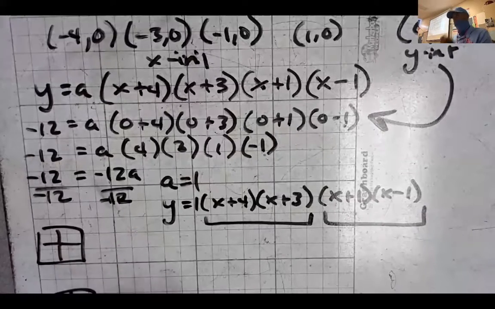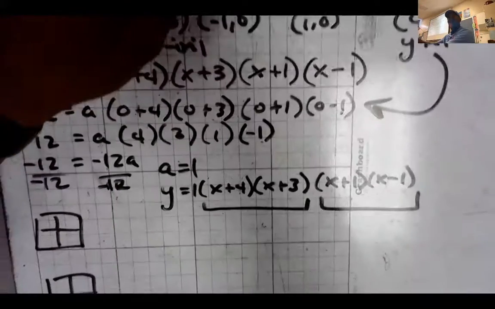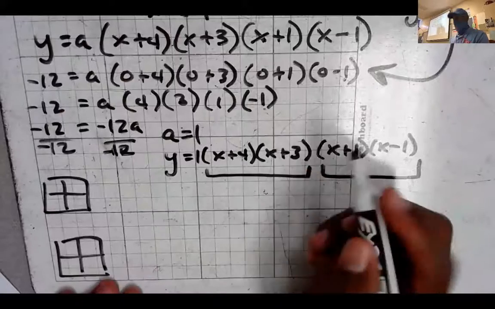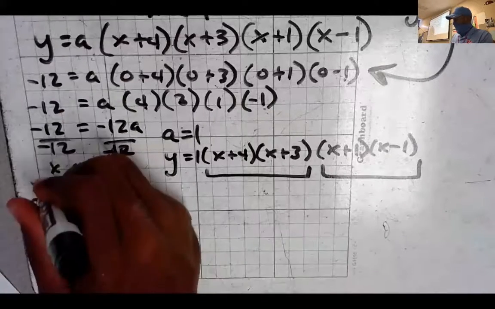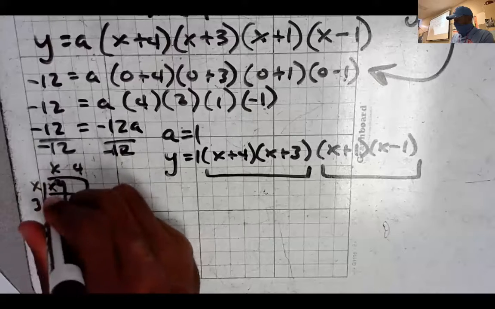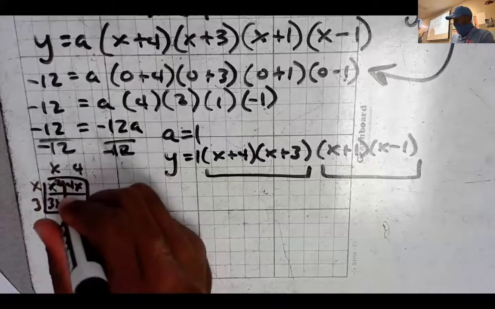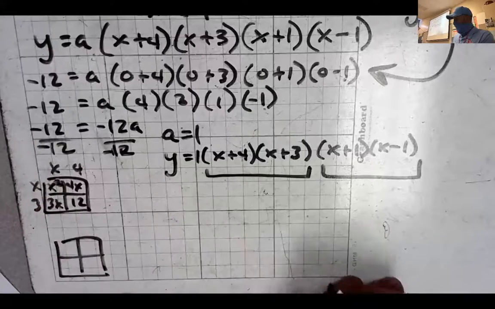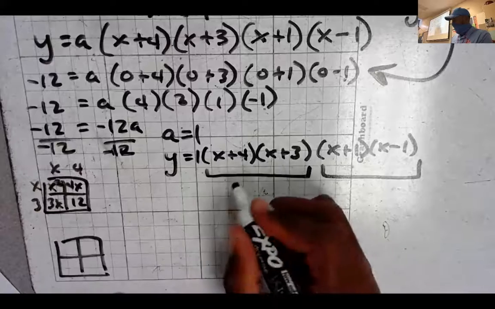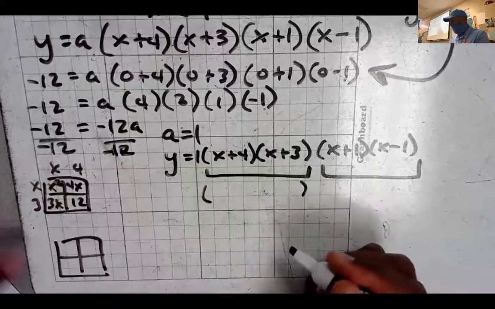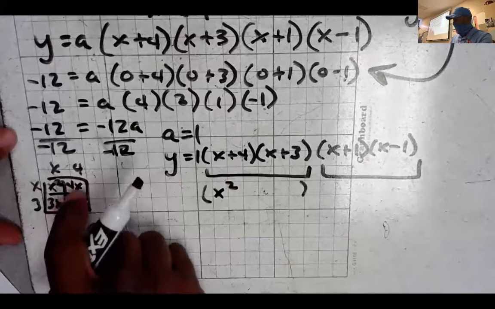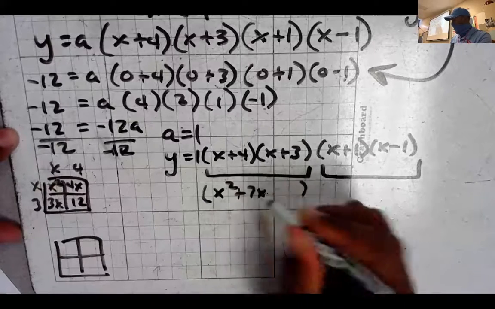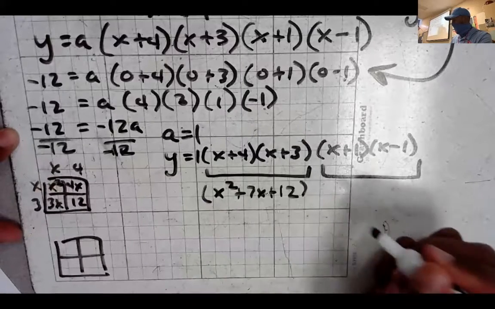So I'm going to set up 2 boxes here. Now the first one: x, 4, 3. So x squared, 3x, 4x, and then 12. That's the first one. And so now that becomes x squared, and I add those two like terms, plus 7x plus 12.